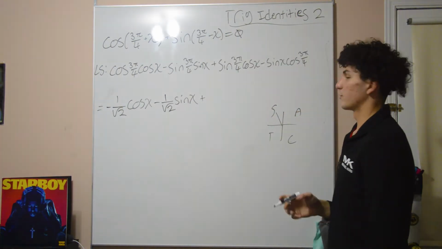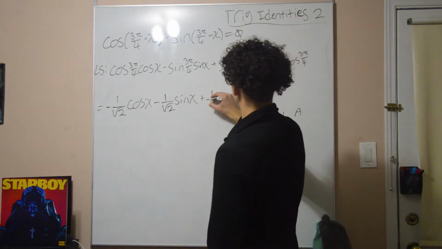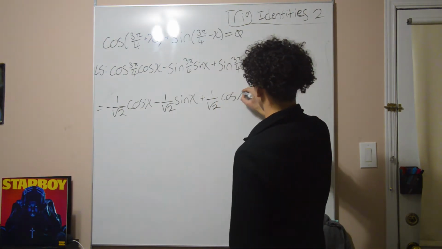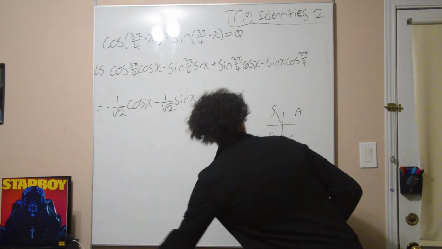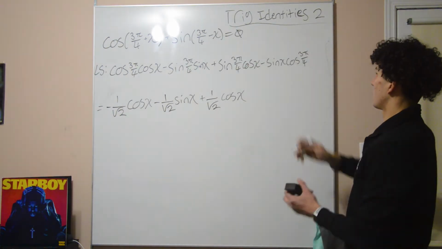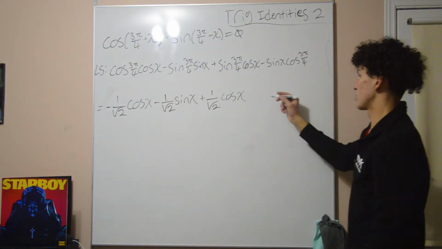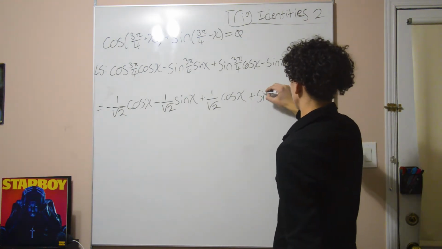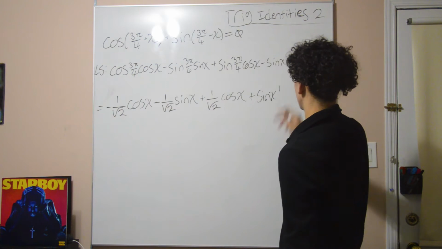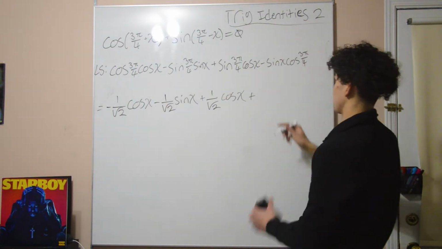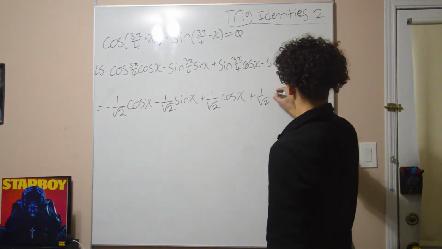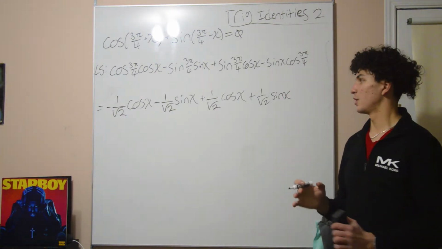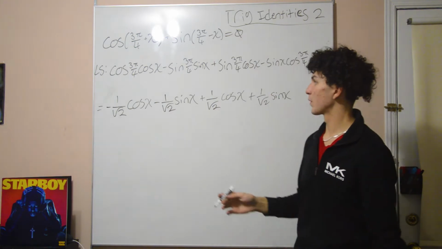Sine of 3 pi over 4, as we just said, we know it's positive, so plus 1 over root 2 cos x. And finally, a negative, but cos is negative, so a negative minus a negative is a positive, and we get 1 over root 2 sine x, essentially. Just like that.